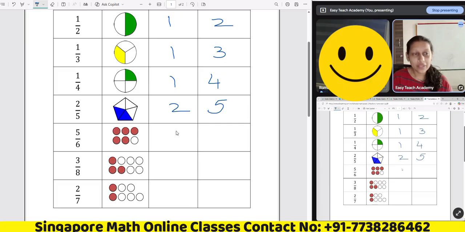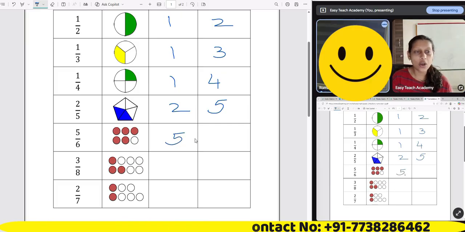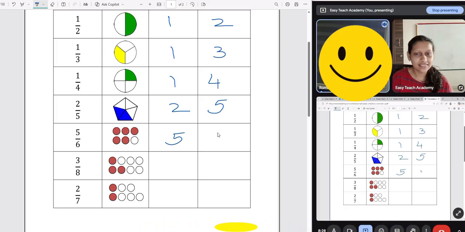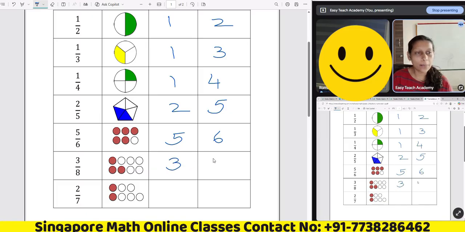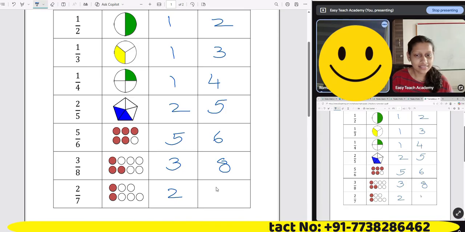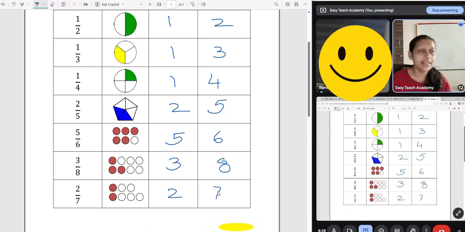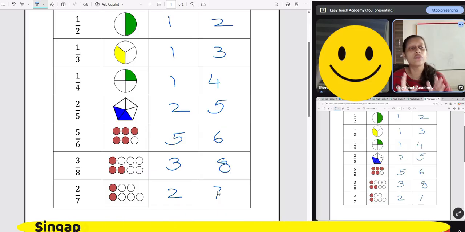Next sum. Numerator 5, denominator 6, numerator 3, denominator 8, numerator 2, denominator 7. Now, numerator and denominator, the words are used in the topic of what?